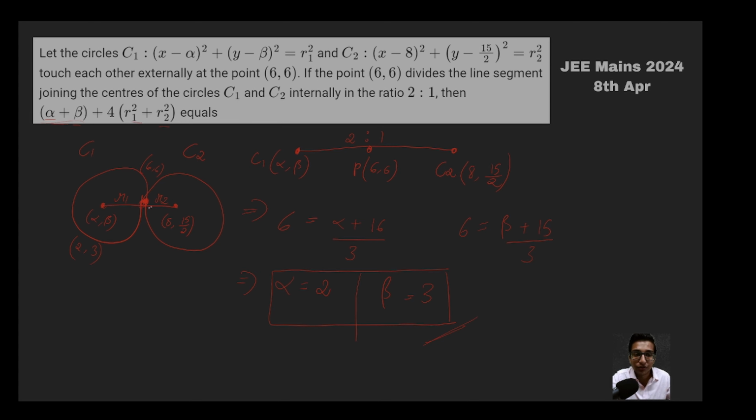You can use the section formula to find the other center, which is (alpha, beta), and once you have found the other center as well, you can simply find the radii by using the distance formula between that external point and the center of the circle.